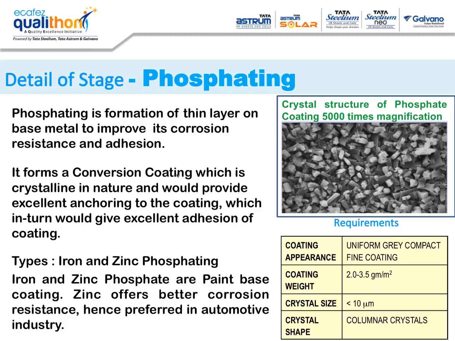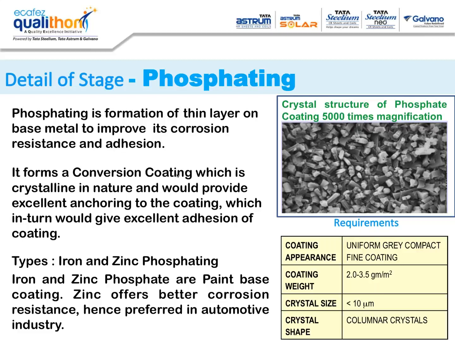Now there are two types of phosphating. One is iron phosphate and the other is zinc phosphate. Iron and zinc phosphates are basically paint based or powder coating based coatings. Zinc offers better corrosion resistance, and so it is preferred more by the automotive industry.